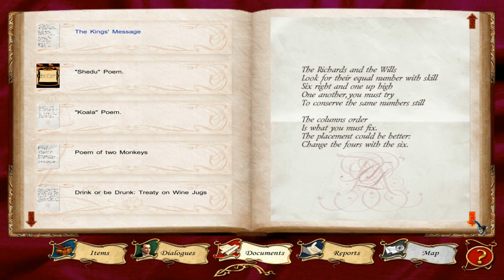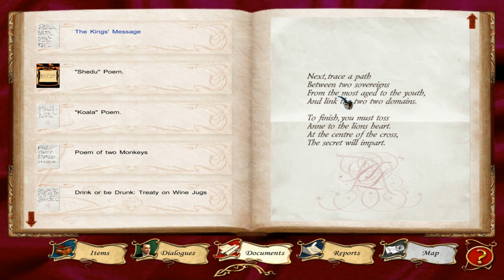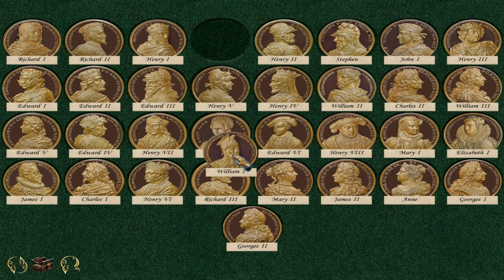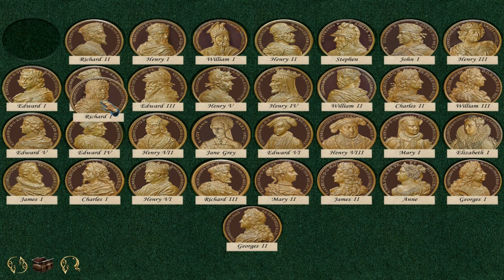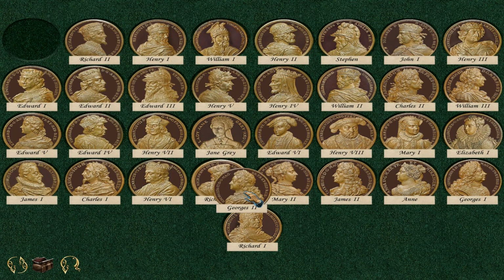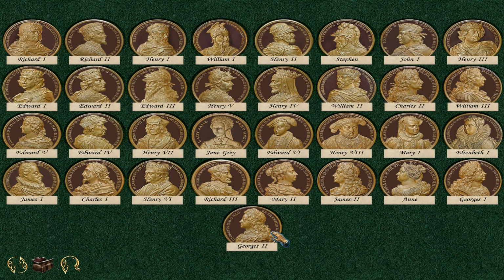Right, and the next thing it says is, next trace of path between 2 sovereigns, from the most aged to the youth, and link the 2 domains. So, not that. Or do I need to do that? Because that links like this. Richard, Edward, Henry, Richard, George. What?